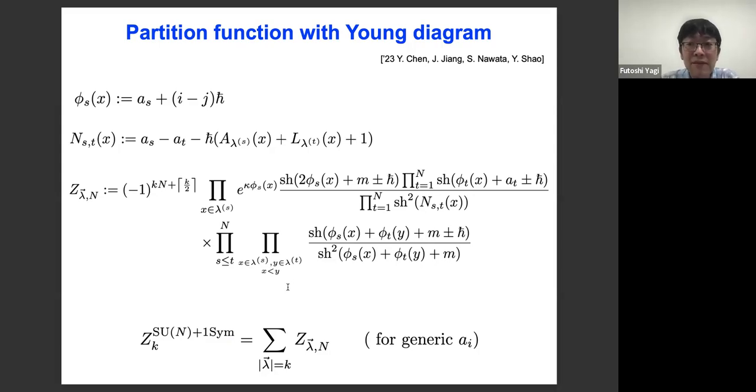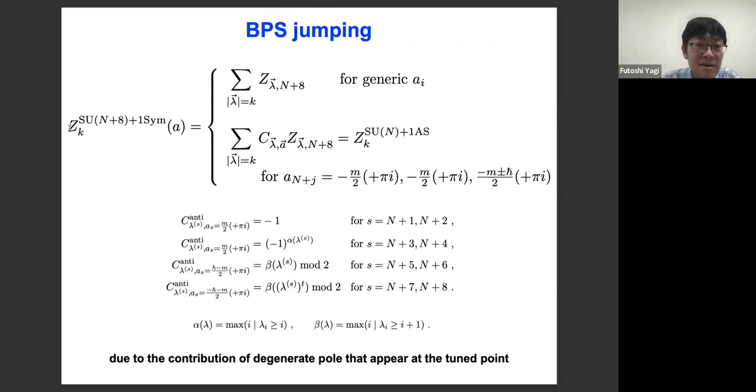And then the very amazing thing is that, as I said, if we consider the SU(N+1) symmetric, at least for generic Coulomb moduli, it can be written as a Young diagram sum in this way. This is already written in Satoshi's paper. But at the same time, the SU(N) with one antisymmetric Nekrasov partition function can also be written as a Young diagram sum. But this is written as a Young diagram sum with the same ingredient, but multiplied by a non-trivial constant.